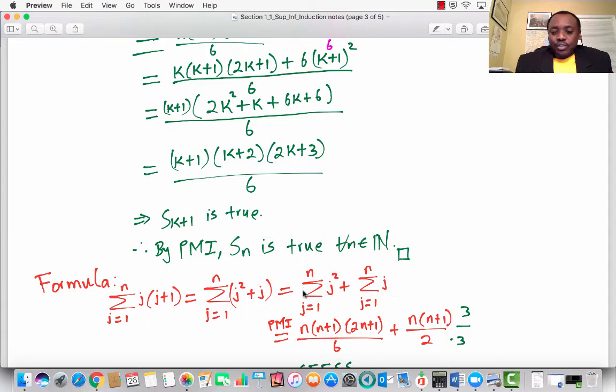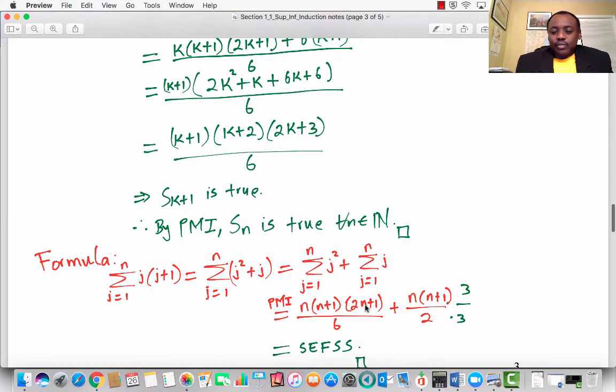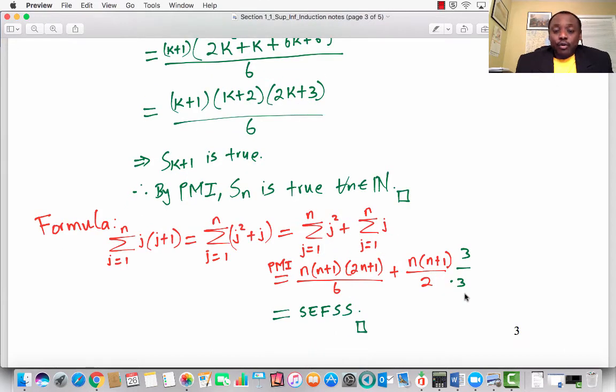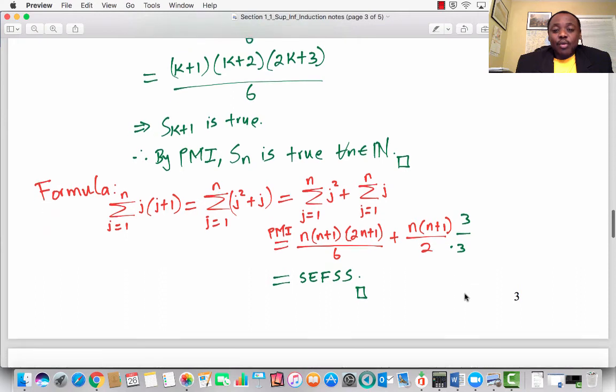We already know what summation j from 1 to n of j squared is. It is n into n plus 1 into 2n plus 1 divided by 6, and summation j from 1 to n of j is n into n plus 1 divided by 2. And then employ your old friend algebra and come up with a nice, beautiful formula in the most reduced form possible, and you will be done.